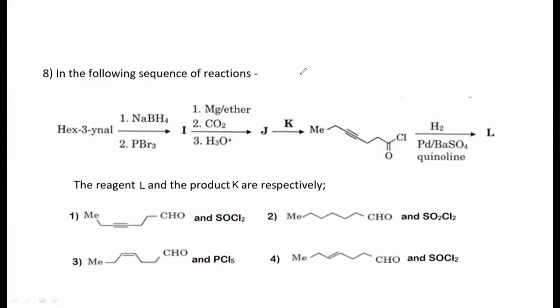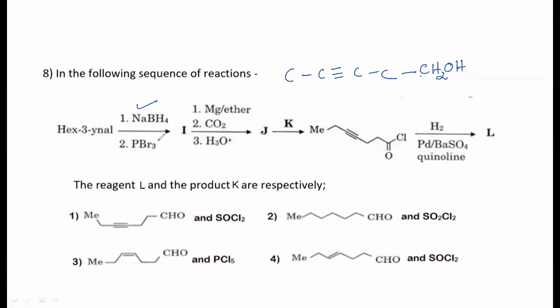Okay? So let's write the structure. 1, 2, 3, 4, 5, 6. This will be the aldehyde, CHO. You have got a 3-yne, 1, 2, 3. The triple bond is here. You are using sodium borohydride, so that is going to reduce the aldehyde group, isn't it? The aldehyde is going to become an alcohol. It is not going to affect the triple bond. Fine. So this will become initially CH2OH.